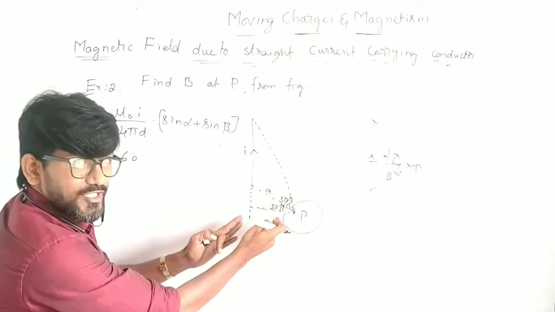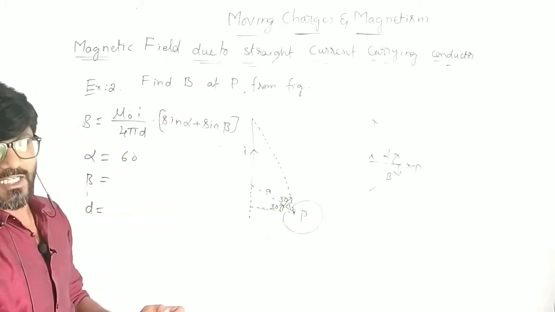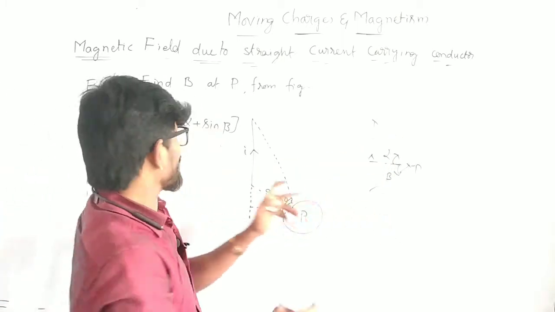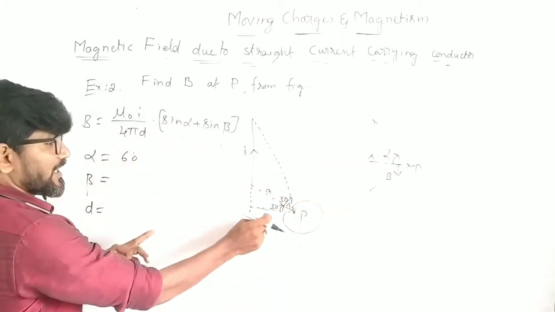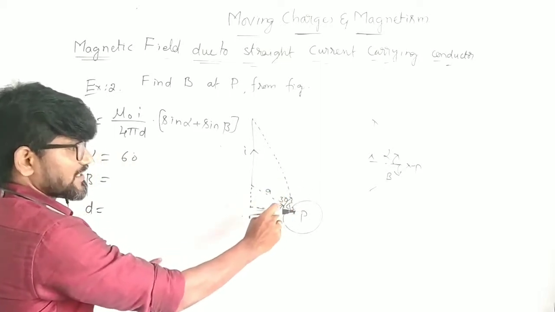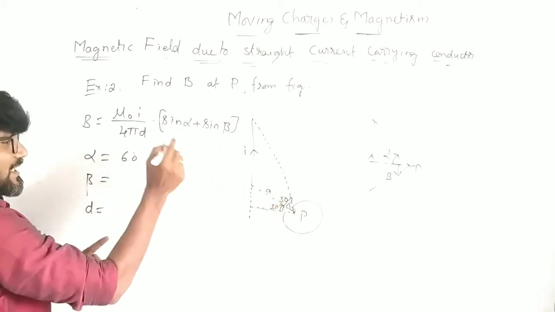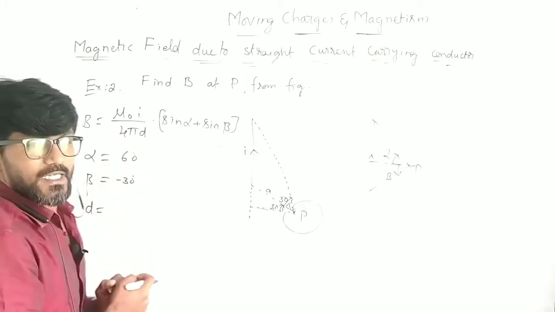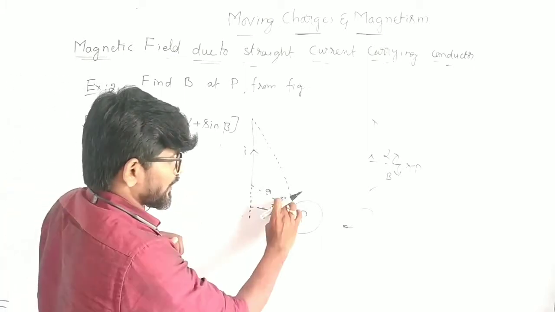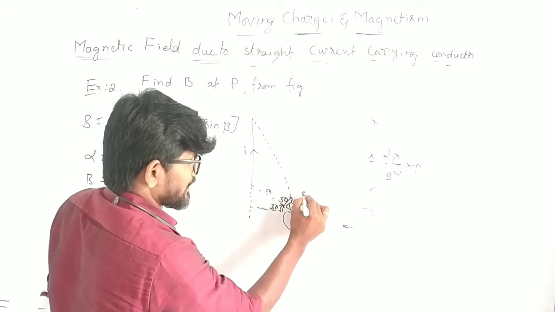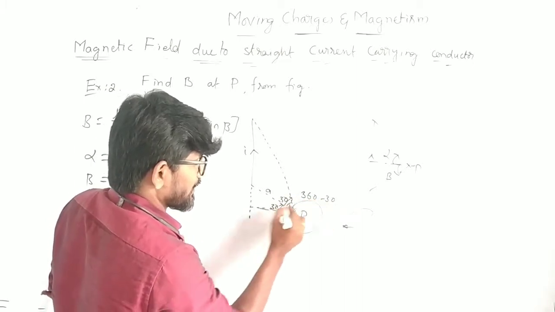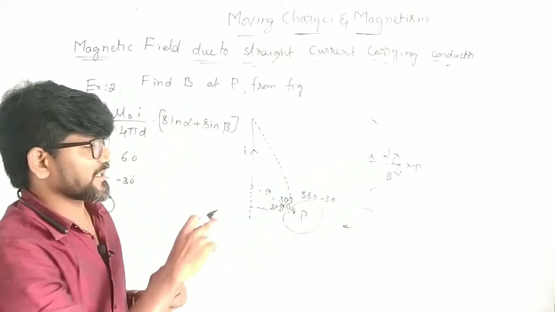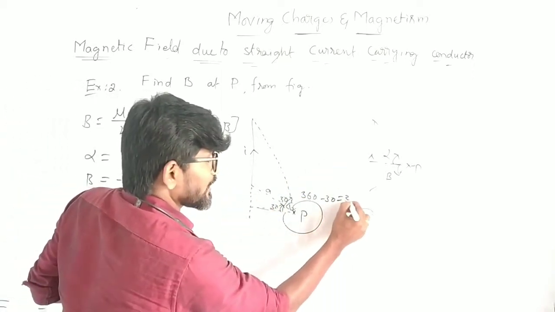Because while doing the derivation we took the angles in the proper order, that's why you got plus in this formula. If you take it in the same sense, then it will be minus. In this case you have to take beta equal to minus 30. Otherwise we can take this angle as 360 minus 30, the angle between this and this line. So it is 330. 360 minus 30 is equal to 330.